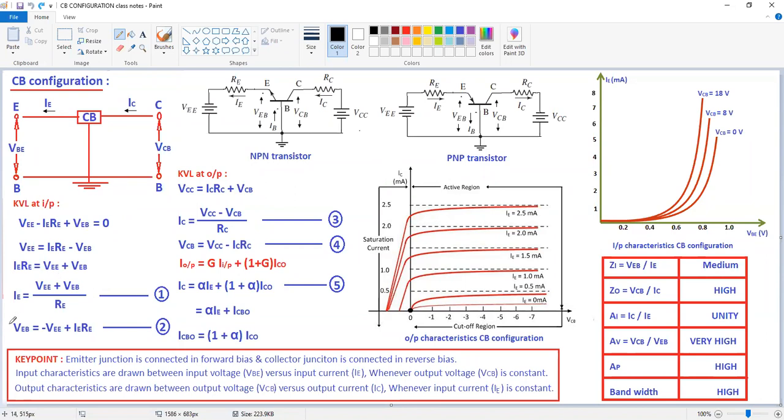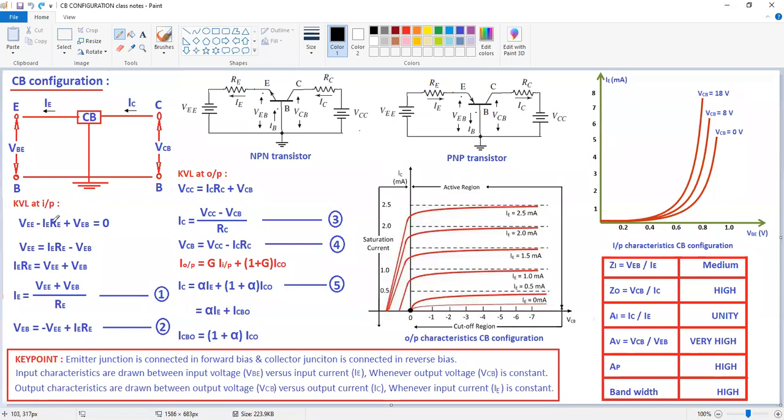See here, the input voltage is equal to minus VEE plus IE into RE from this equation. This is the input voltage equation. Similarly, I want to write the input current equation from this. Now I write this equation as IERE is equal to VEE plus VEB.